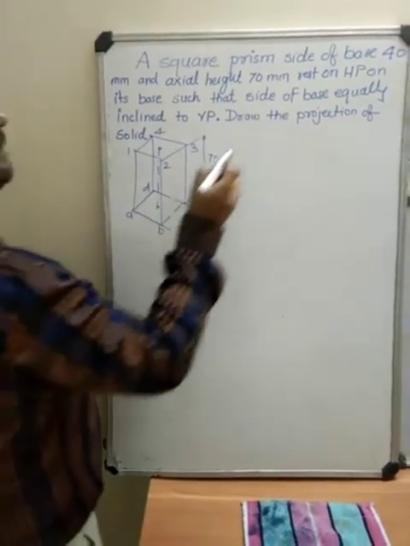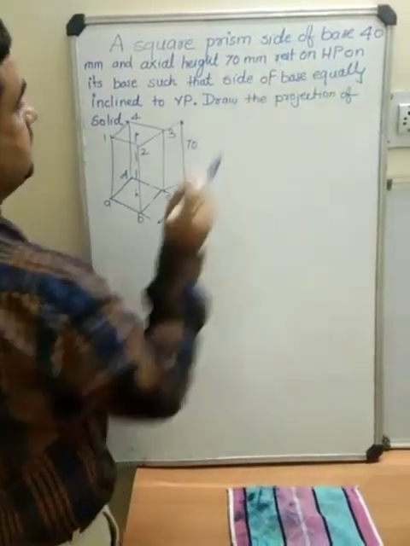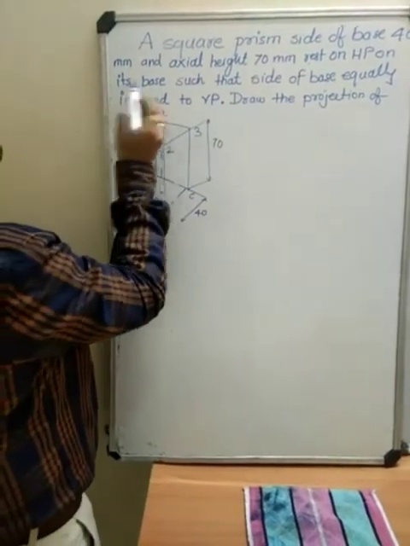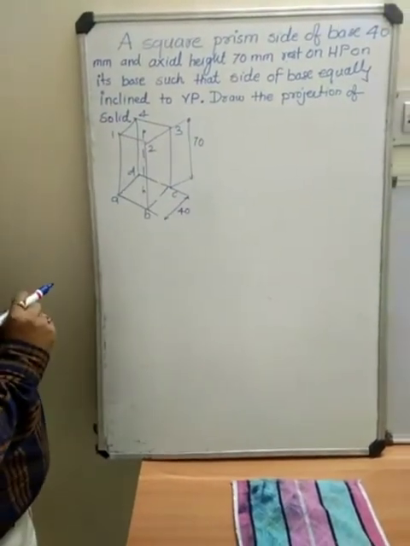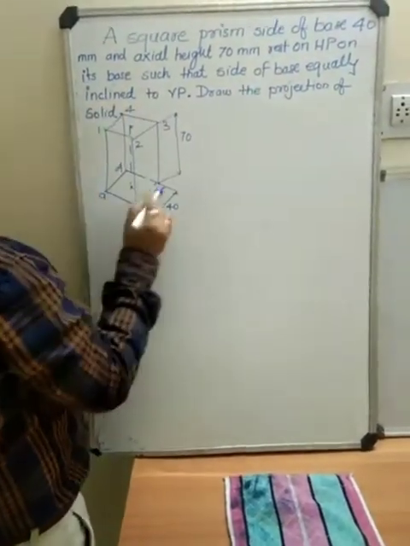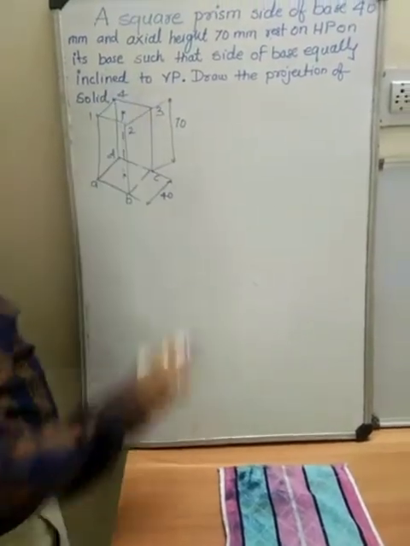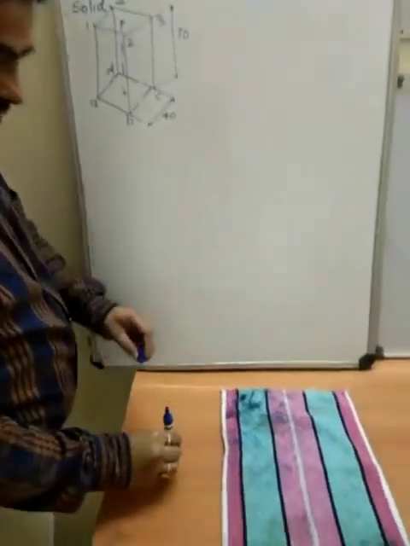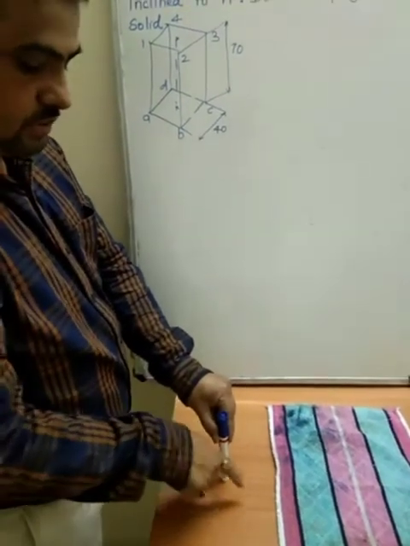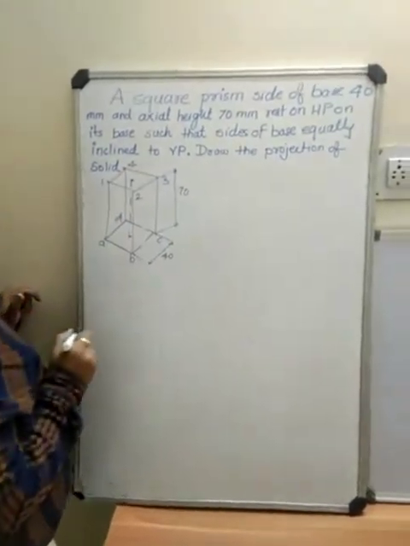Now what is given? It rests on HP. This solid is resting on HP, on its base. This is the base and this base is on HP. That means the solid is resting on HP like that. Here it was a cylinder, but if it is a square solid, then the sides of base are equally inclined to VP.